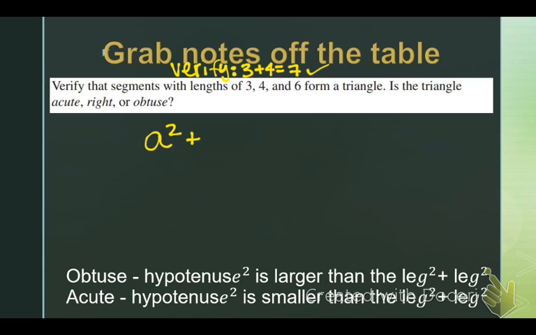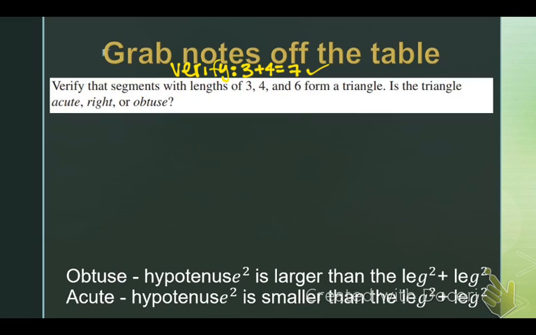So remember that if you do it this direction, a squared plus b squared and c squared, if the legs are bigger than the hypotenuse, that would make it acute. And if the legs are smaller than the hypotenuse, that would make it obtuse. That is why I told you to make it simpler. What should you do first?